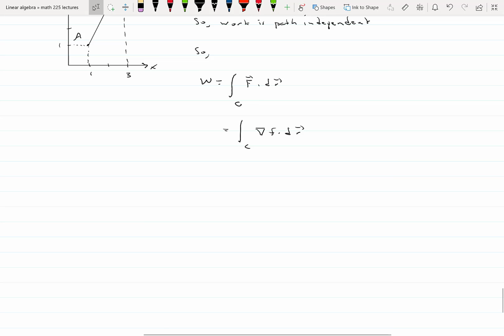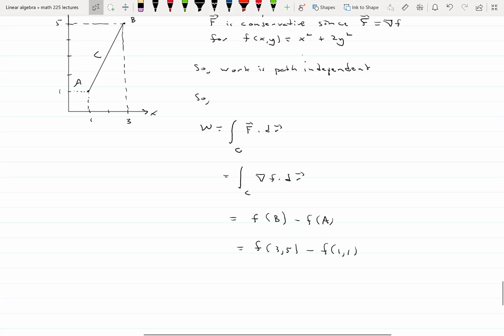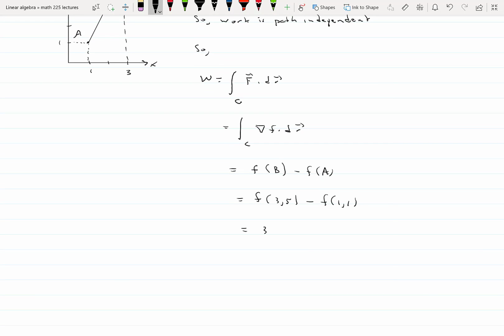Okay, but the fundamental theorem of calculus for line integrals says that this is nothing more than the potential function at B minus the potential function at A. Well, I think B was (3, 5) and A is (1, 1). The potential function is x squared plus 2y squared. So 3 squared plus 2 times 5 squared, that's the function at (3, 5), minus 1 squared plus 2 times 1 squared. And this is 56. Don't stress units right now.